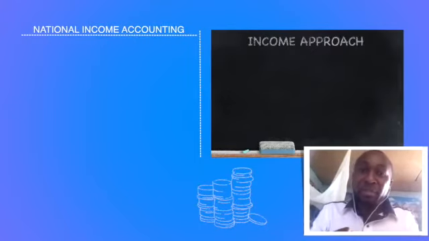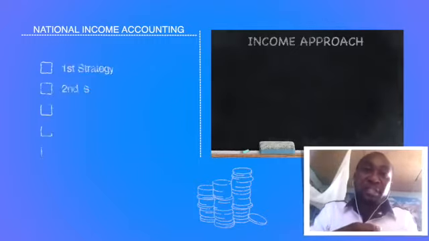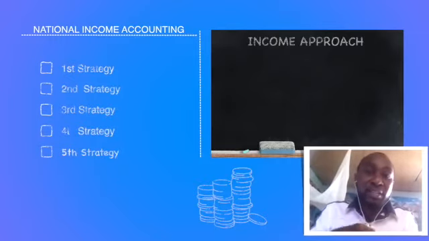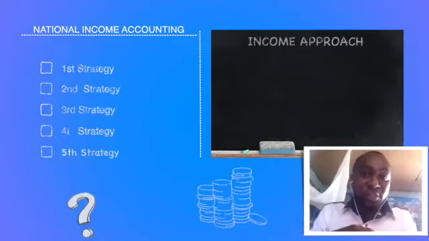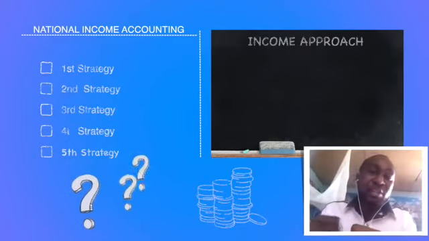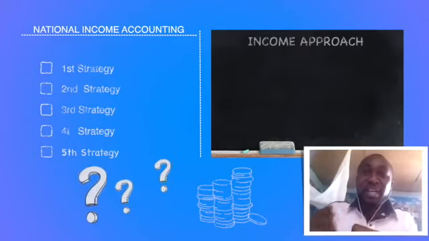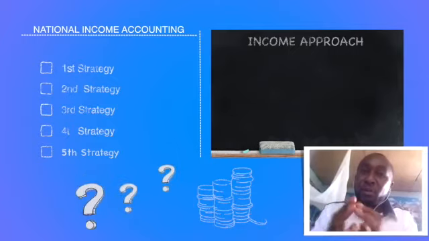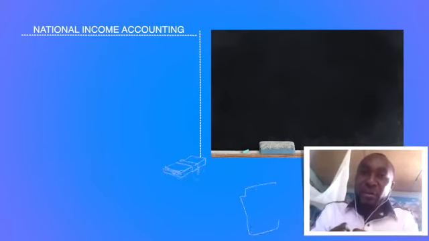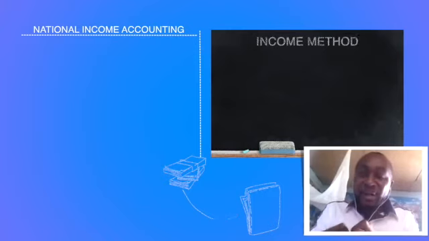Today we'll be taking on the next approach used in measuring national income accounting, and that will be the income approach. Previously, we've been talking about the expenditure method or approach, and we've seen the different strategies that are employed when calculating national income using the expenditure method. We equally saw different categories of questions that usually feature as concerns the expenditure method. So today we'll be talking more on the income method.